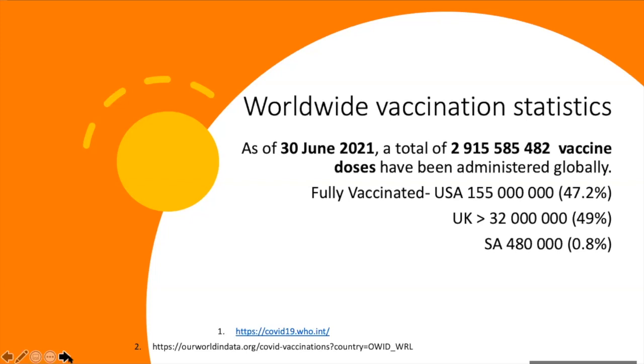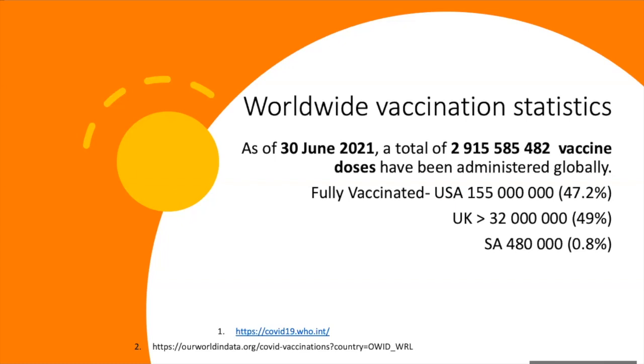So let's just look at what's been happening in the world and how many people have been vaccinated to date. As of yesterday, there have been 2,915,585,482 vaccine doses administered all around the world. You'll see my references are all here at the bottom, and I will share this presentation as well, so you can look at those full videos or check the full articles of the references.